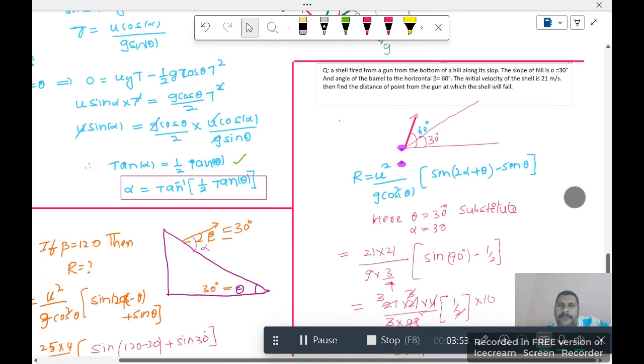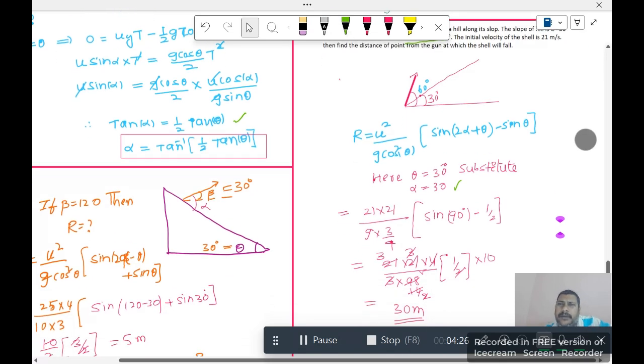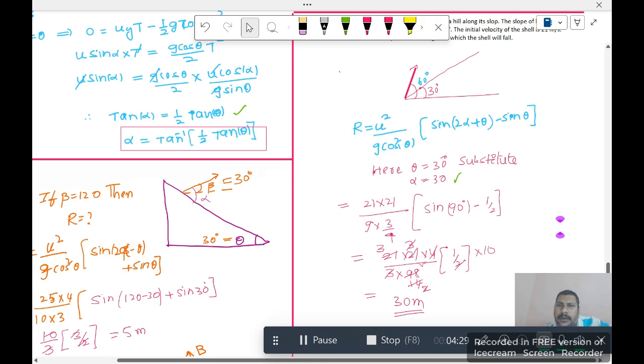Next question, see here. 30 degrees is theta and a total angle of 60 degrees is given, therefore alpha is equal to 30 for angular projection. Some problems will give it like that: the whole angle from the origin, horizontal, 60 degrees, beta is 60 degrees with horizontal. So I have to convert into alpha, because I remember sine of 2 alpha plus or minus theta plus or minus sin theta, for that purpose. Now substitute the given values: alpha is 30, theta is 30, and u is equal to 21 meter per second according to this question.